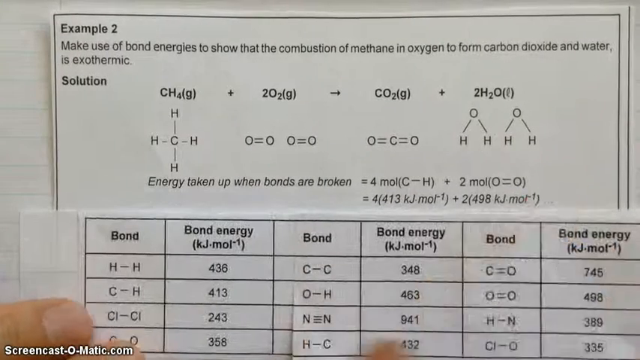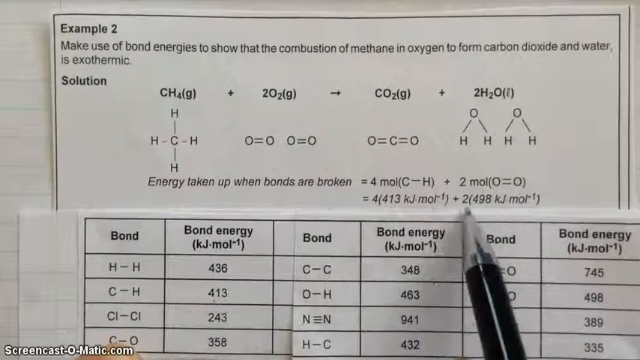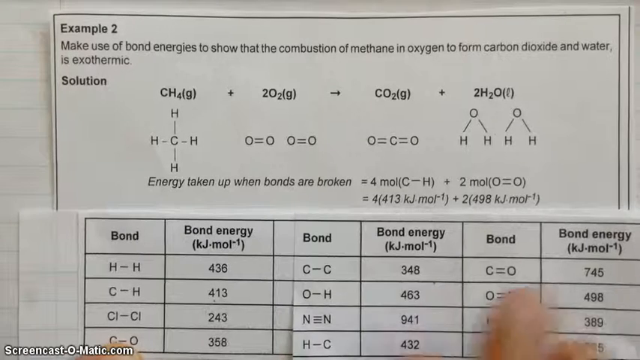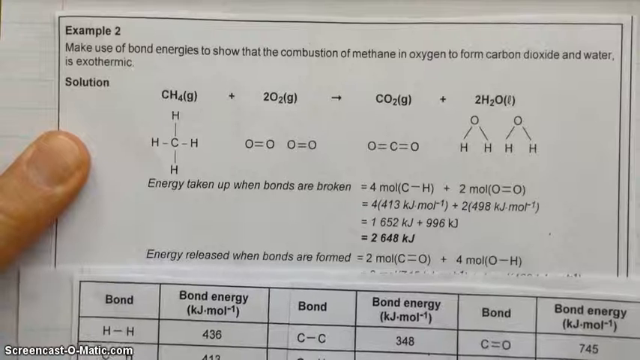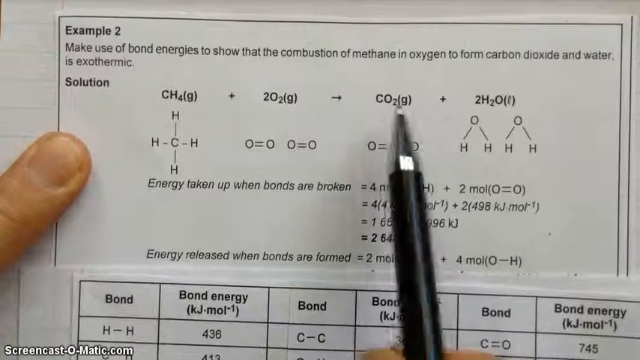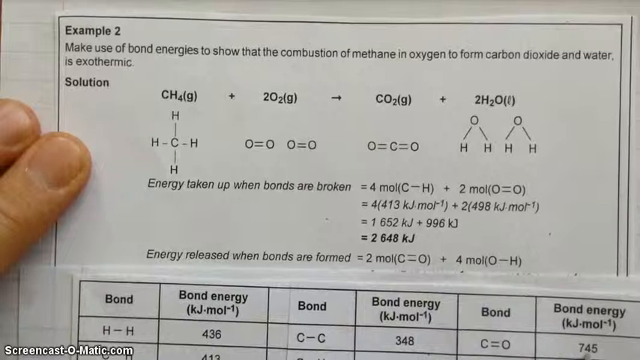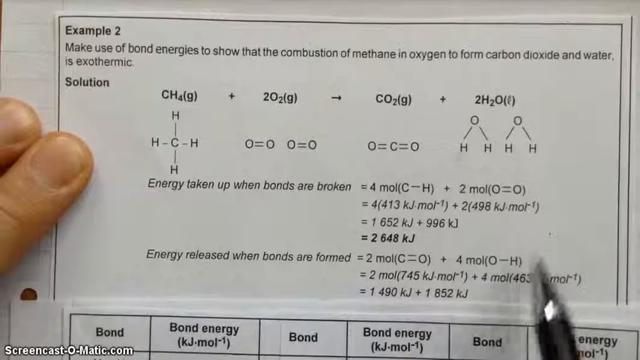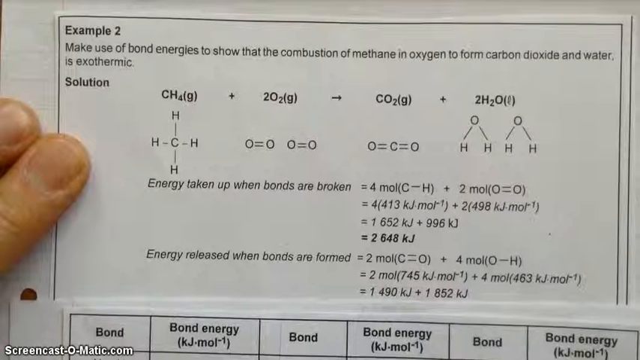All right, so you will go to the C-H, it's 413, so there are 4 of them, plus 2 oxygen double bonds, the 498. Okay, and then you would calculate the other side's energy, the energy out. So that's the formation of the products. So there are 2 C=O bonds, and it will be the 745, plus the 4 O-H bonds. There are 4 of them, 463. The O-H bonds, that one.